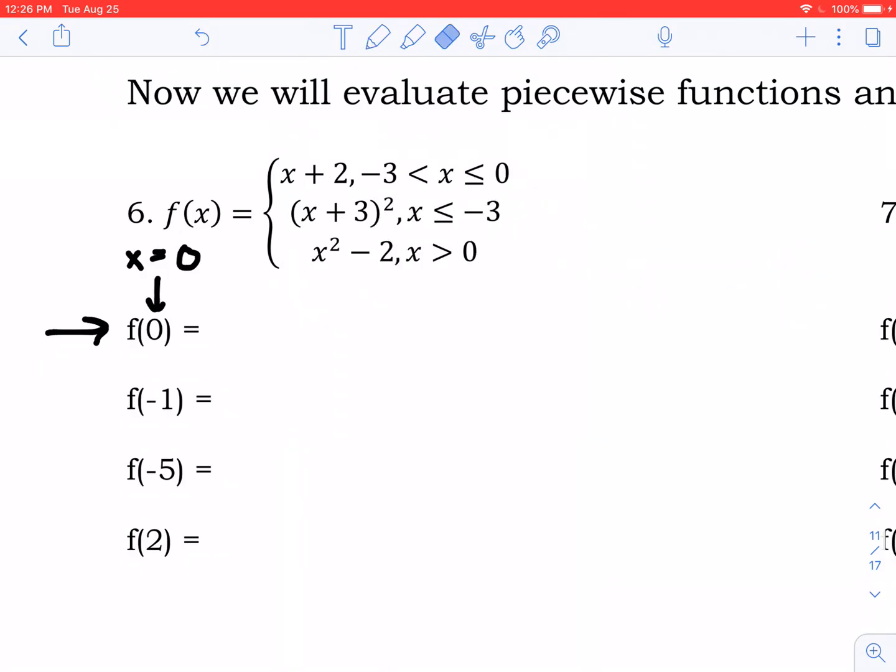And sure enough, that is the case. If x is 0, then is x less than or equal to 0? And the answer is yes. X is actually equal to 0, so it's definitely less than or equal to 0. So we have found the right one. This is the function that I would choose, x plus 2, and now I can evaluate by plugging in a 0 for x: 0 plus 2, and get a final answer of 2.